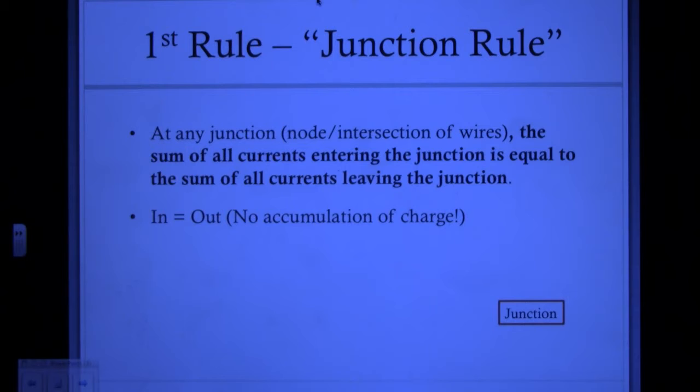It also can be stated as the current coming into a junction is equal to the current going out of the junction because there will be no accumulation of charge.